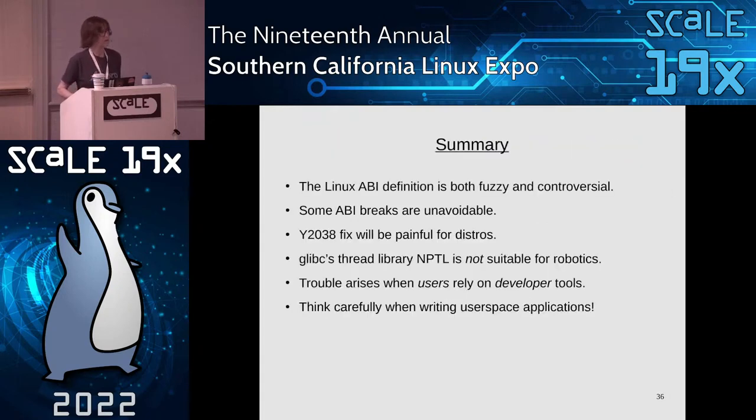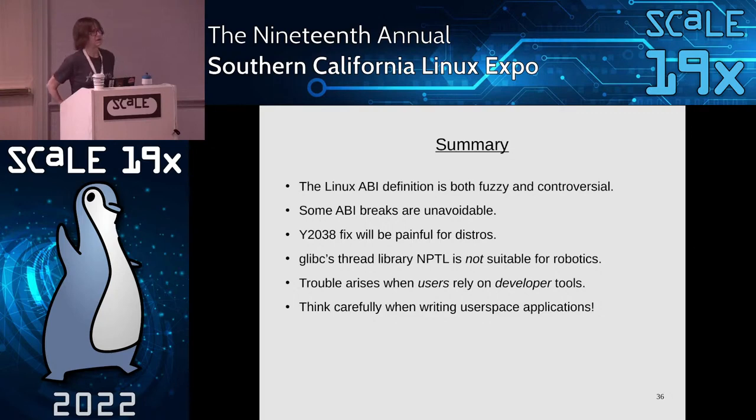So with that, we're hitting the summary. Just say that the Linux kernel ABI boundary has very clear, well-defined parts and other parts that are a little bit more puzzling, controversial. Some ABI breaks just cannot be avoided, like with the 64-bit time. Everybody agrees about them.